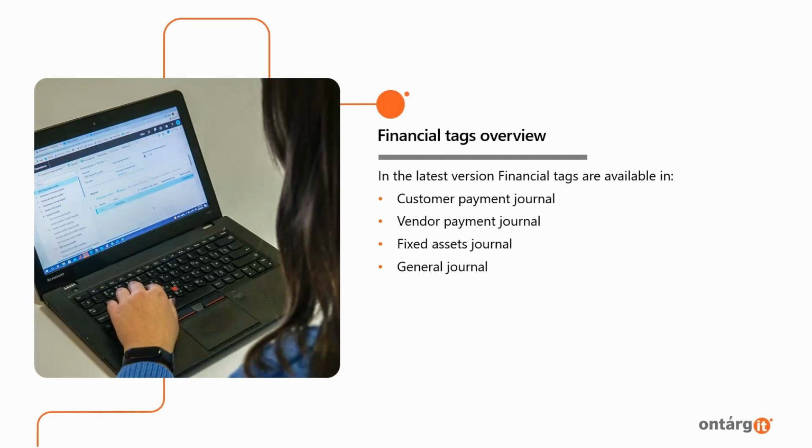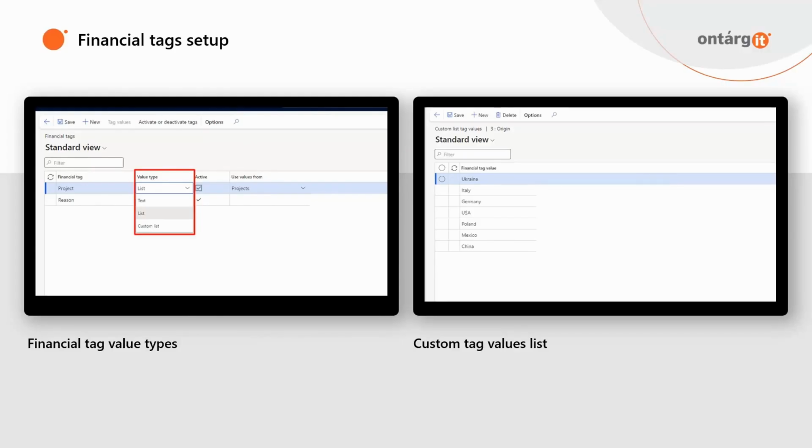In the latest version of Microsoft Dynamics 365 Finance, financial texts are available in a limited list of journals, such as customer and vendor payment journals, fixed assets journal, and general journal. In future releases, financial text will be available in more and more documents such as sales and purchase orders, invoices, production orders, etc. Now let's move on and look at how it works in the system.